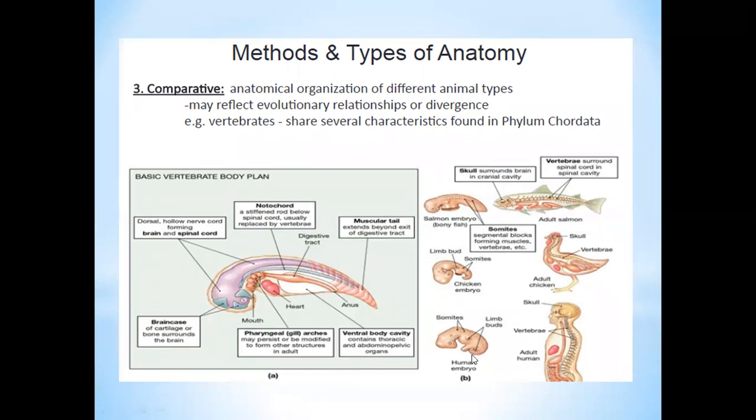There is a picture. You can see the basic vertebrate body plan. There is a skull. There is an embryonic skull. The skull consists of brain and spinal cord. There is a spinal cord and brain case. The body consists of mouth, heart, digestive tract, muscular tail, and anus.